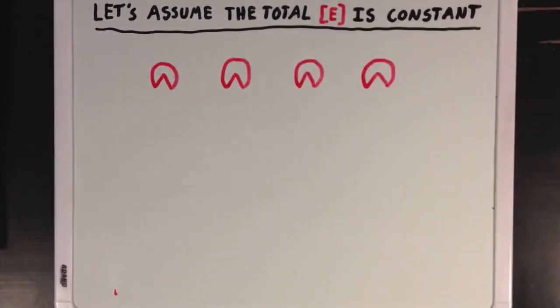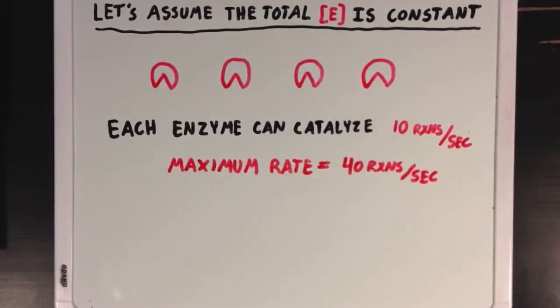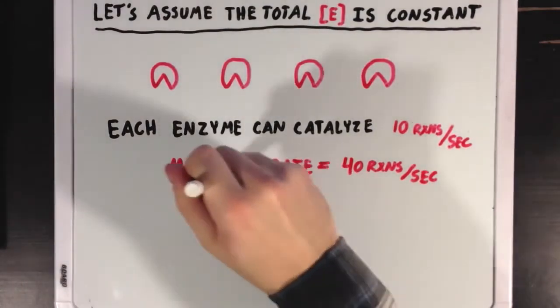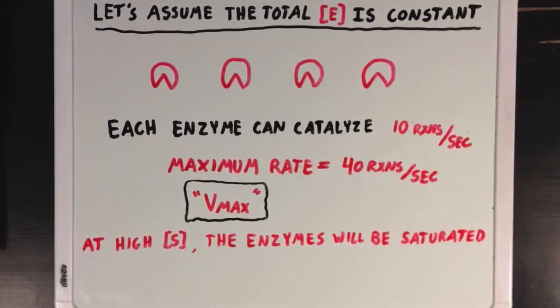Now, if we say that we only have 4 enzymes here, and each enzyme can work at a speed of about 10 reactions per second, that would mean that the absolute maximum rate of our reaction would be 40 reactions per second. And this rate we would call Vmax, or our max speed. And the idea here is that at really high concentrations of substrate, the enzymes will be saturated and full up with substrate, and won't be able to react any more quickly.